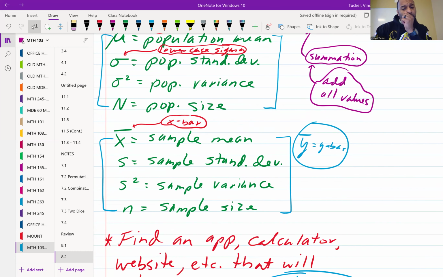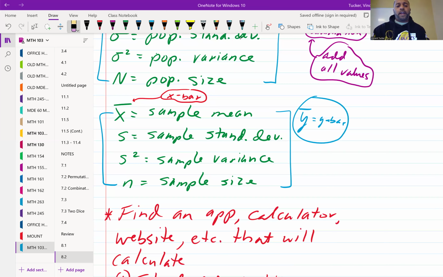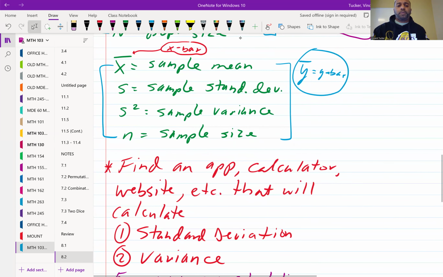All right, as far as you guys who don't have StatCrunch, for calculating standard deviation and variance, you need to find an app, calculator, website, or something along those lines that is going to be reliable for you. And you test the reliability as you go throughout your homework. If you put in a homework problem and it doesn't work, then you can't use it. You need to test it before test time, before you get into that final exam, for sure.